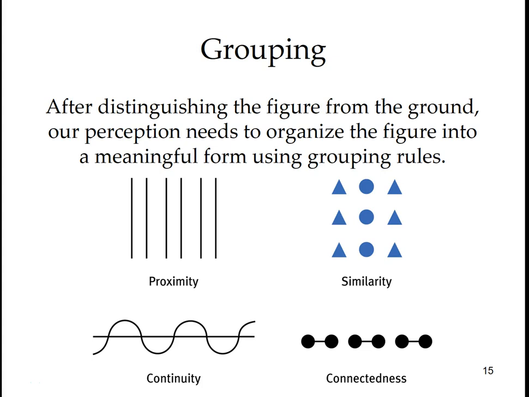Groupings. After distinguishing the figure from the ground, our perception needs to organize the figure into meaningful form using grouping rules. So we will quickly observe these things and see them either by their proximity, their similarity, their continuity, or their connectedness.